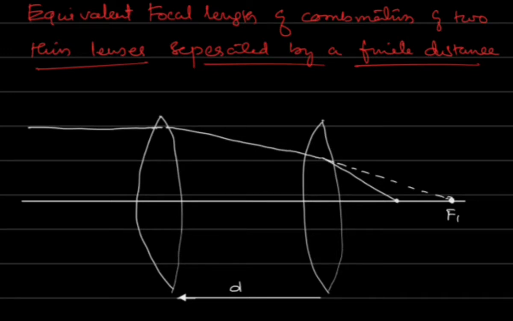So now for the second lens, this is the incident ray. This incident ray is not parallel to the principal axis. So therefore that focal point is not located on the principal axis. So this point is there. That point is a converging point, but it is not a focal point.